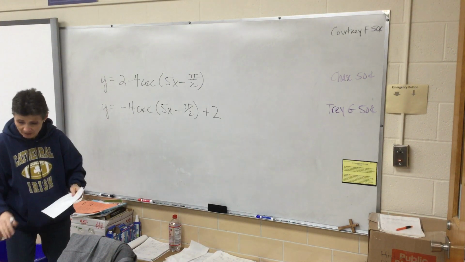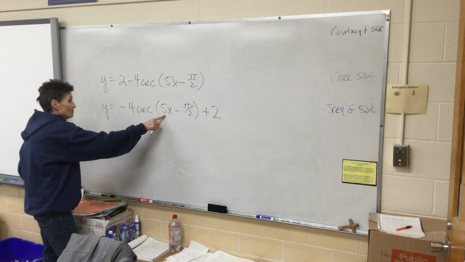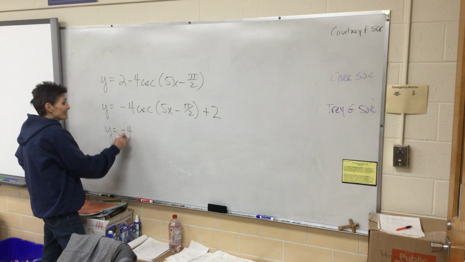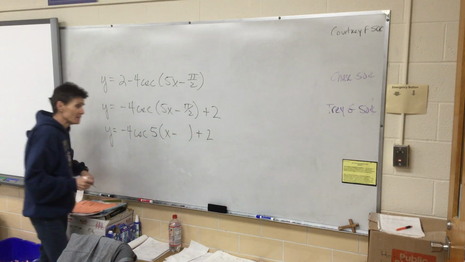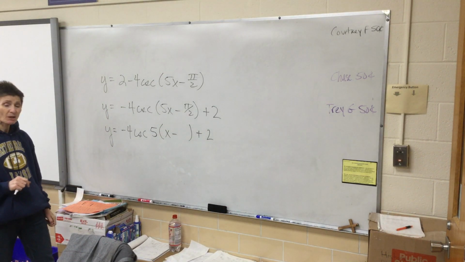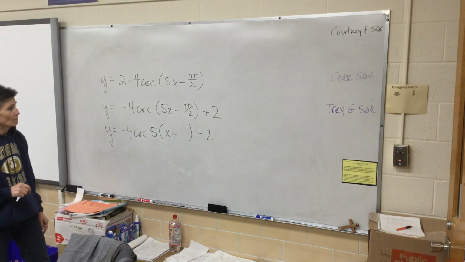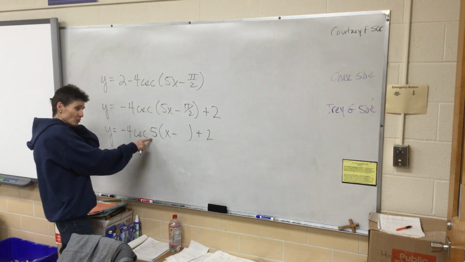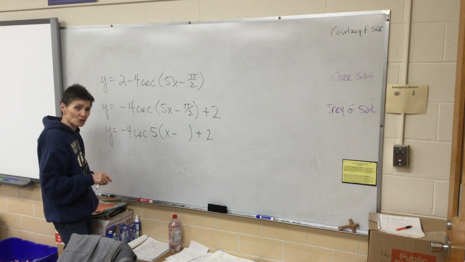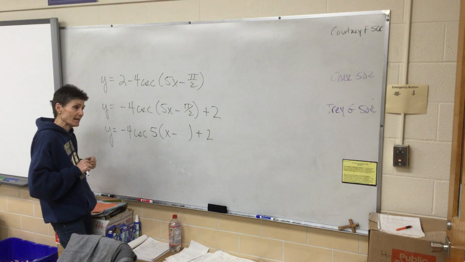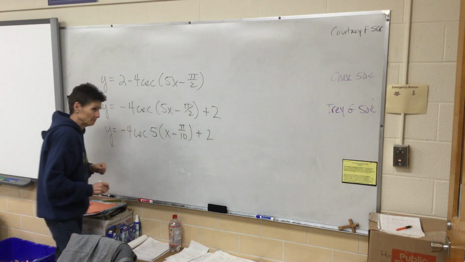Now, there's one more thing about this problem that I need to take care of right away, and that is this. We need to get that out of the parentheses, because if we don't get it out of the parentheses, it's going to mess up our phase shift. So we're going to pull that 5 out. And when I factor out a 5, that's division. Factoring is division. When you factor something out, you divide it out. So I'm going to divide by 5, so this is going to be pi over 10.